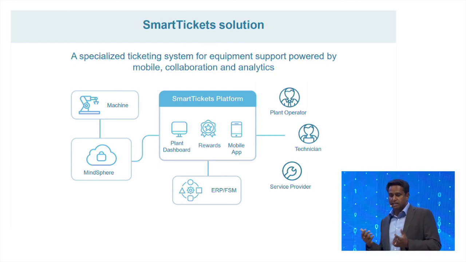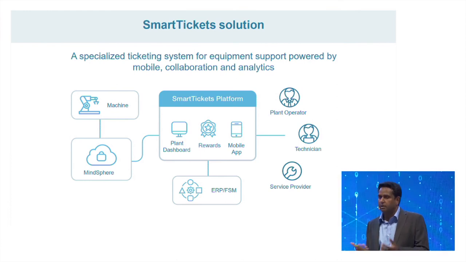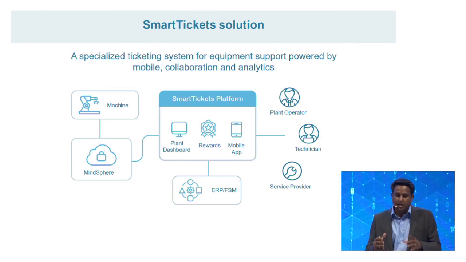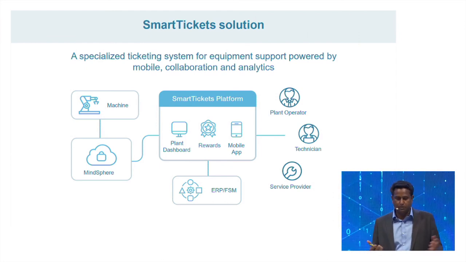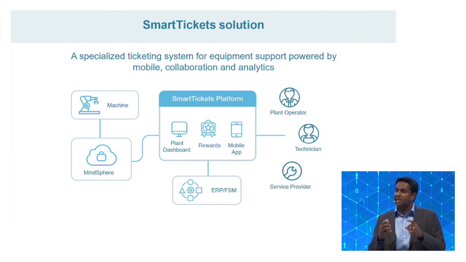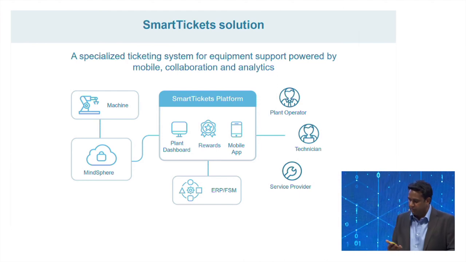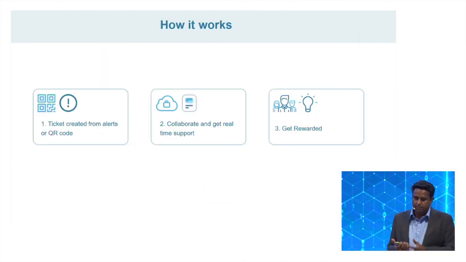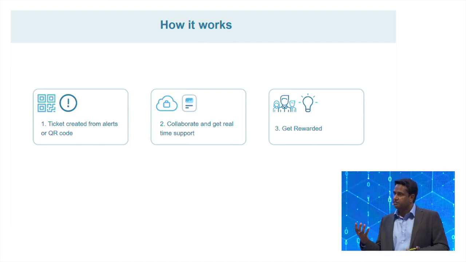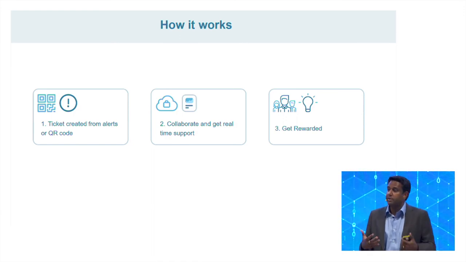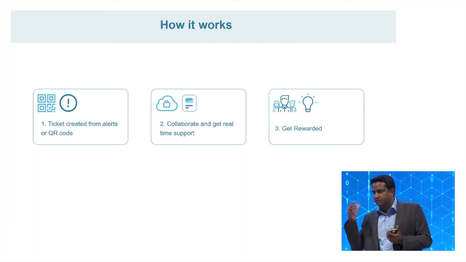The system can also connect to ERP systems and field service management systems to get data in real time, like part numbers and the list of parts. In the middle, we have this platform, which is primarily a mobile app connected to a cloud platform. We also have the reward system built in and a plant dashboard that can be placed anywhere. It could be on the phone, it could be on a monitor like this. How it works is pretty straightforward. You create a ticket either by scanning or automatically based on alerts from MindSphere. Then you collaborate and get support to solve the issue. Finally, depending on your participation, you get rewarded.